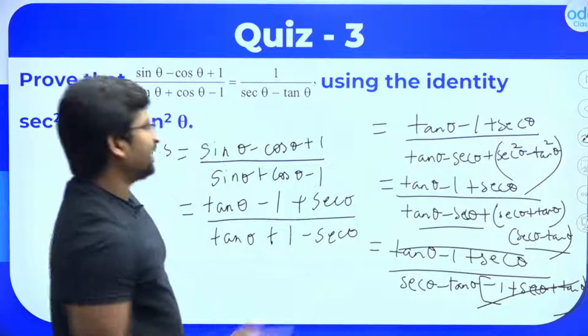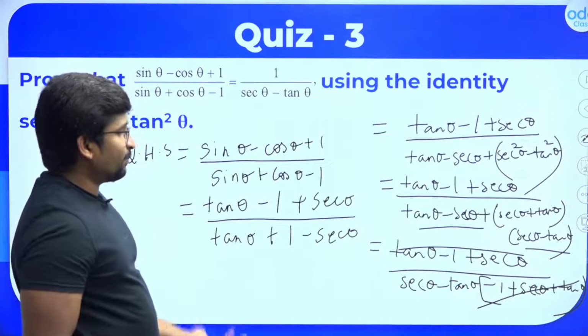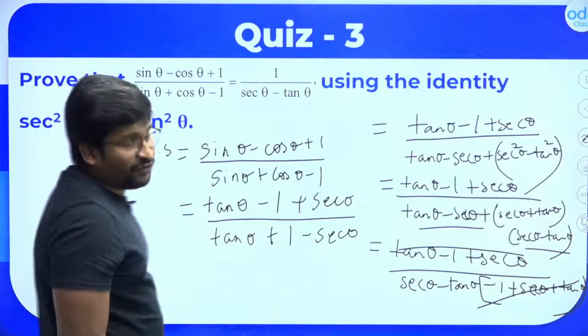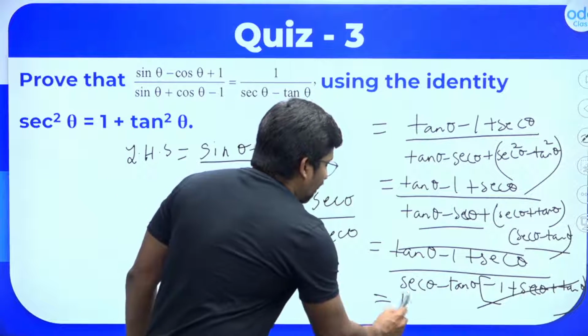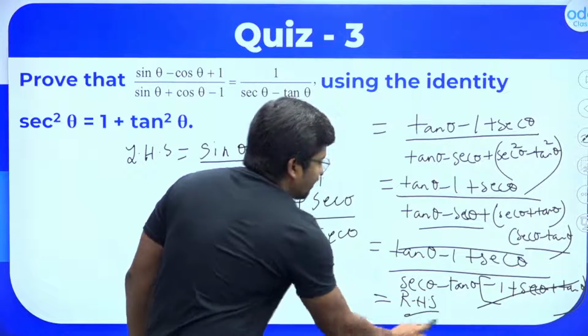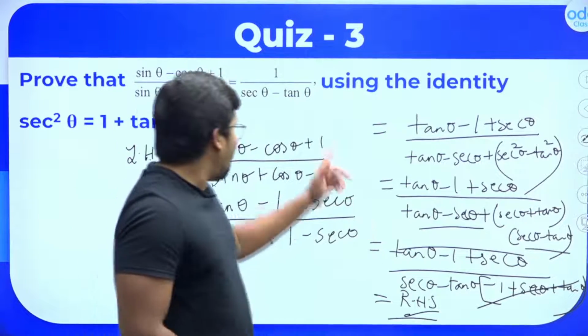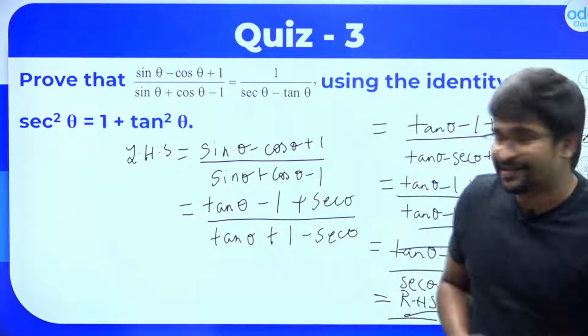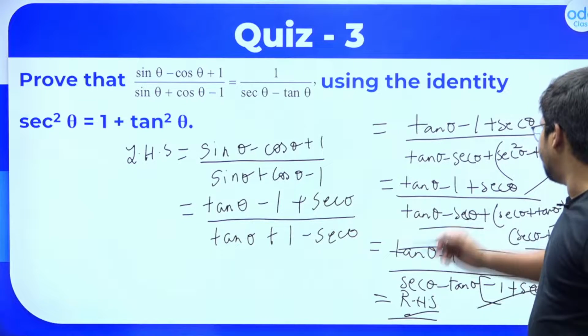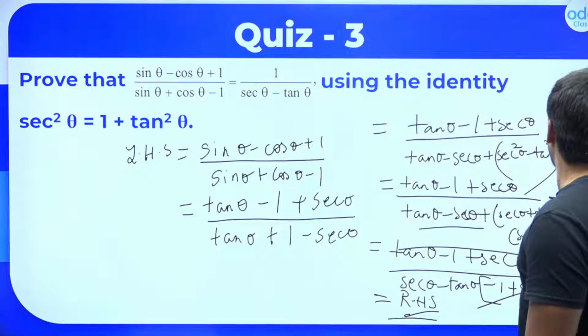Here also sec theta plus tan theta minus 1, cancels. What is left? 1 divided by sec theta minus tan theta. That is the only thing which is left, which is equal to your RHS. So 1 divided by sec theta minus tan theta. We have done a very similar question yesterday also. Very important these questions are. Hence it is equal to RHS. That's it.